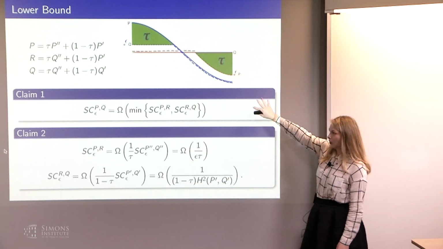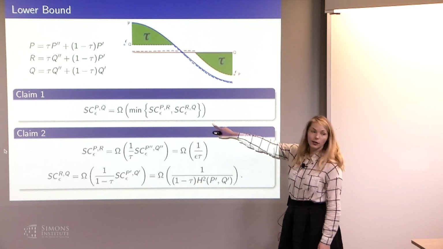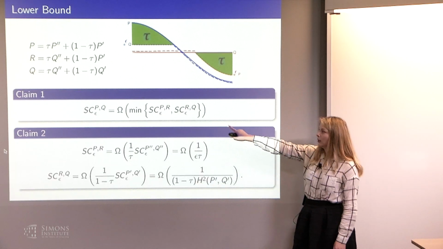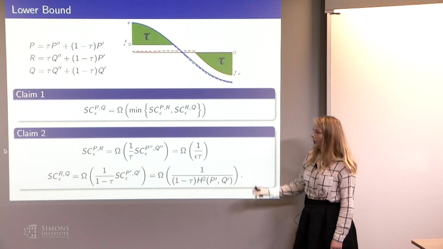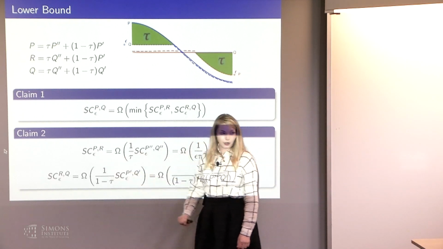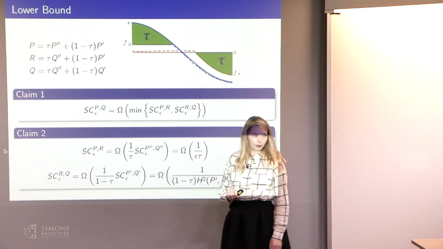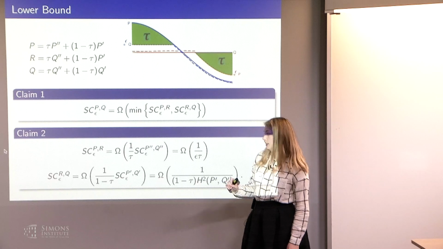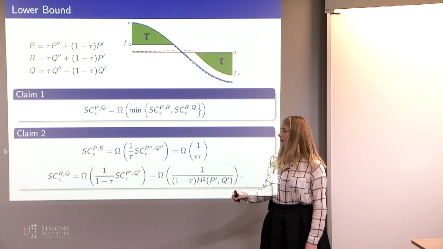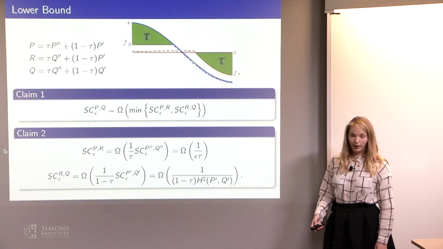And my first claim is going to be that if you want to distinguish between P and Q, you really do need to be able to distinguish between P and R or R and Q. The second part of my claim is that if you want to be able to distinguish between P and R, you need 1 over tau times the number of samples needed to distinguish between P double prime and Q double prime. And similarly for R and Q with P prime and Q prime.